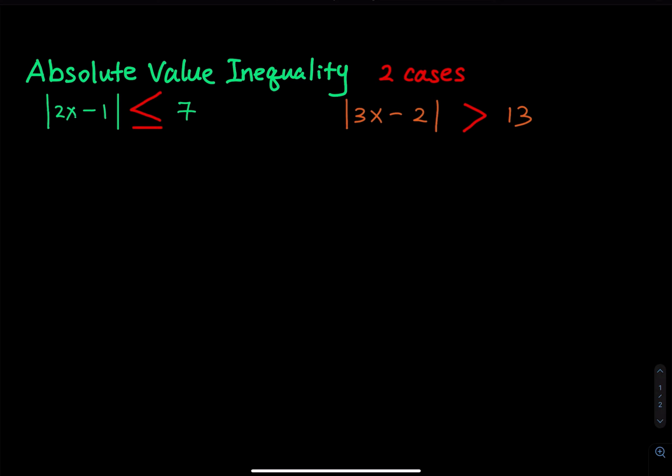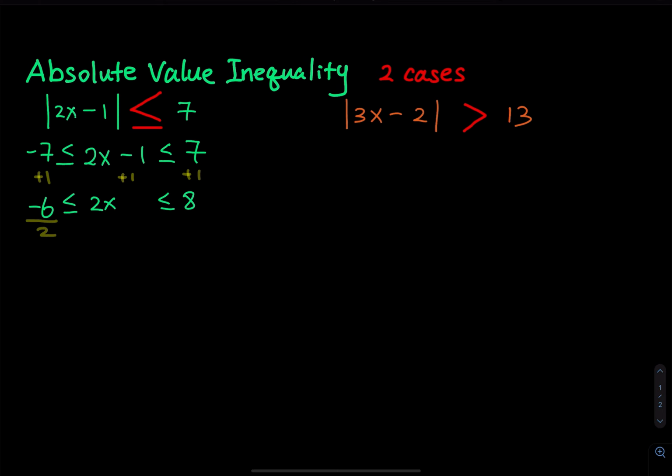So how do we deal with the first case? All you have to do is put this into a compound inequality. So 7, then I just remove the absolute value and put this between 7 and -7, and then we solve this compound inequality. So let's do that quickly. We add 1 on each side. -7 plus 1 is -6, less than or equal to 2x, less than or equal to 7 plus 1 is 8. And then we divide each side by 2.